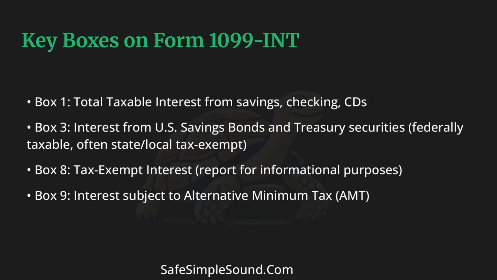Box 8 is also important. It shows any tax-exempt interest you received. Even though it's not taxed federally, you often still need to report it on your return for informational purposes. You might also see Box 9, which relates to interest subject to the Alternative Minimum Tax, AMT. For most folks, this isn't a major concern, but it's good to know it's there if you have certain types of investments, often related to private activity bonds mentioned in Box 8. See? Not so scary when you know where to look. It's like knowing exactly where to find the price, the item description, and the tax on a store receipt.